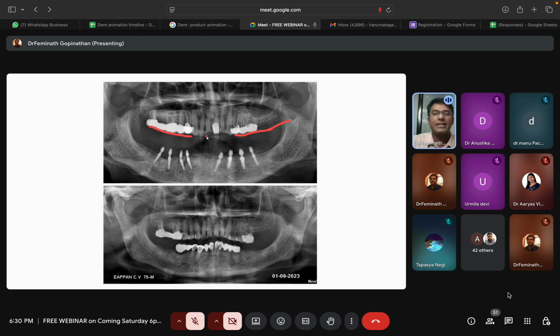Hope you understand the importance of plane of camphor when you are rehabilitating, whether it is implants or a bridge. This plane of camphor has to be corrected, which I have seen in many cases, where they don't follow this plane of camphor.